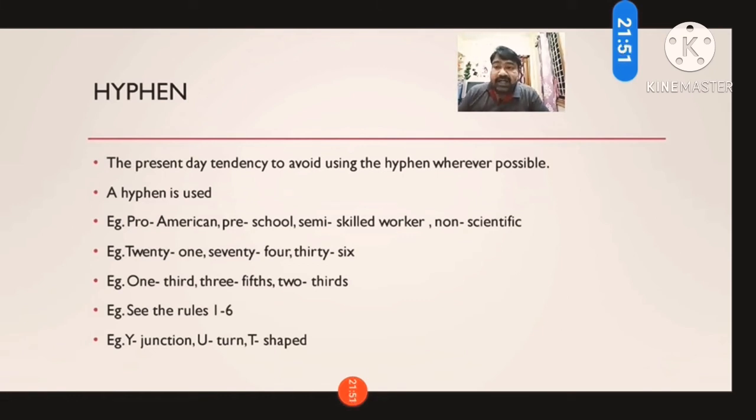We will move to the next example: 21, 74, 36, 44. In such cases also, we can use the hyphen. Hyphen means a small dash. For example, 1/3, 3/5, 2/3. Now the next example: see rule 1 to 6 or 5 to 10, or see examples 20 to 30. In such cases also, we use a hyphen. Y-junction, U-turn, T-shaped. In such cases also, a hyphen is used. So I hope you understood about it.